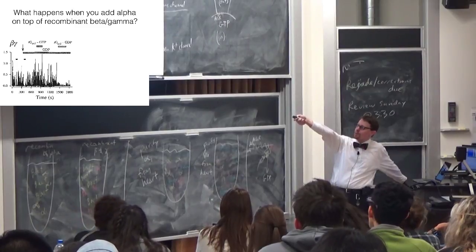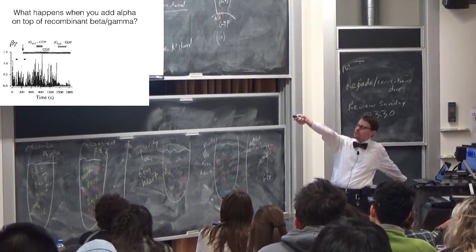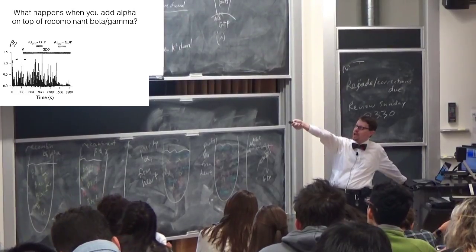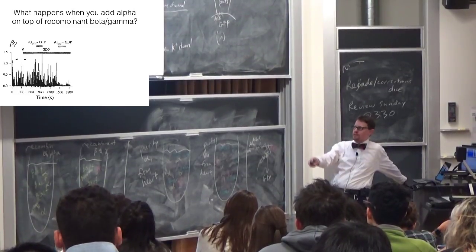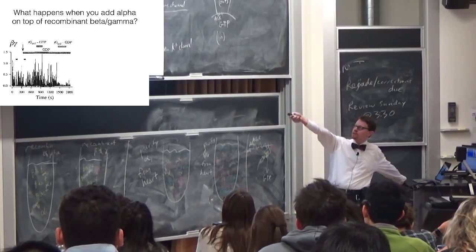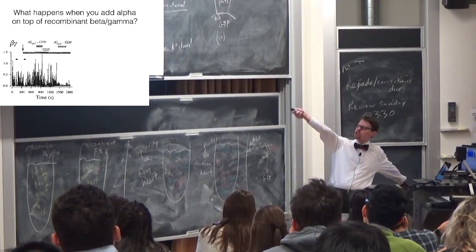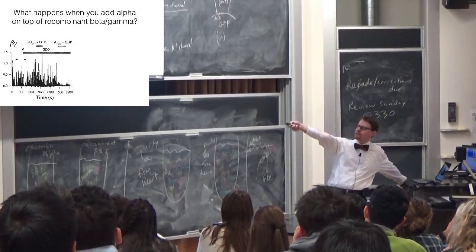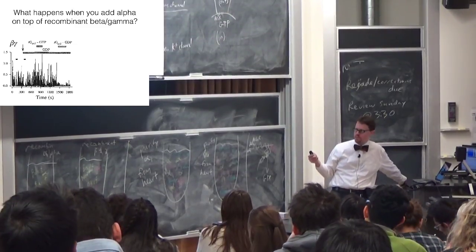Then, for a couple minutes in there, she added recombinant alpha with GTP attached to it. And the current still flows across the membrane. Then she added recombinant alpha with GDP attached to it. And when she does that, then the current stops flowing across the membrane.